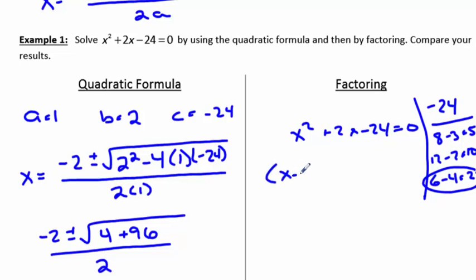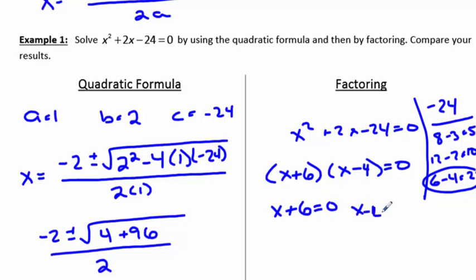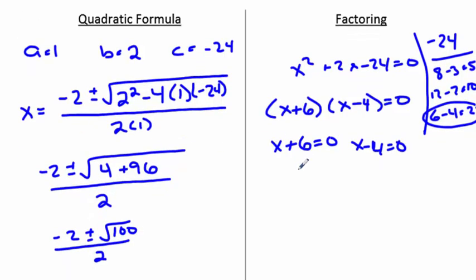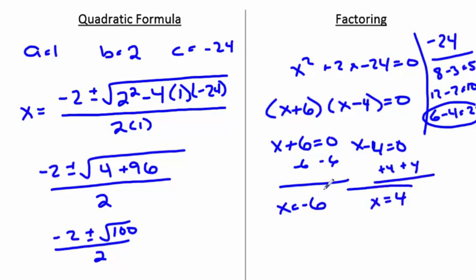This factors into x plus 6 and x minus 4 equals 0. So if you solve each of these, x plus 6 equals 0, and x minus 4 equals 0. Subtracting 6 from both sides gives you x equals negative 6, and adding 4 to both sides gives you x equals positive 4. So these are my two solutions.